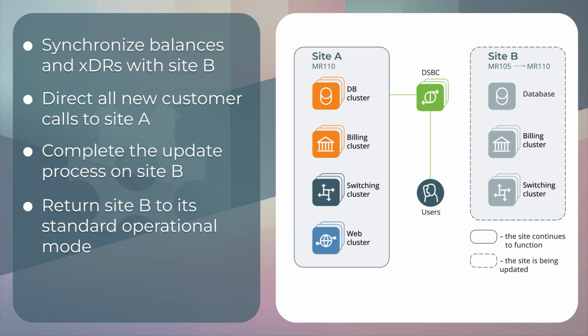All of the changes in the database structure are replicated over from Site A, a new version of the software is installed, and the Site B servers are rebooted. Finally, when the update finishes, Site B returns to its standard operational mode. The PortaSwitch servers there can be used in conjunction with the main site to process calls.